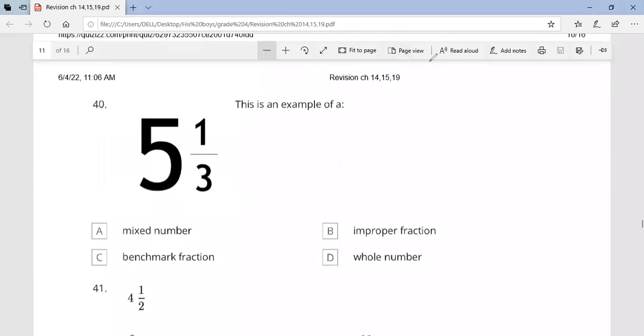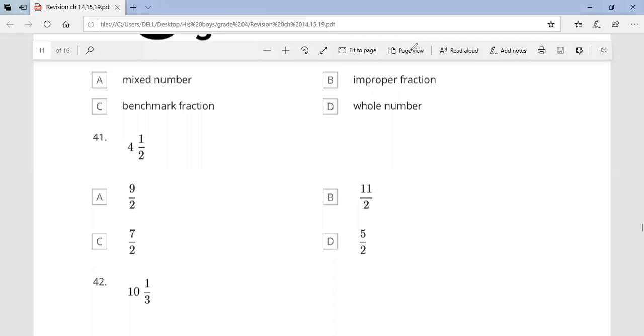The next one, as we said before in the first part of our revision, 5 and 1 over 3. Here is a whole and here is a fraction. It's called a mixed number. The next one, he wants to find, as we said, we want to change it to an improper fraction. We have to keep the denominator the same, it doesn't change. We have to multiply 4 multiplied by 2 plus 1. Here is 8 plus 1 over 2 to get 9 over 2, and so on.